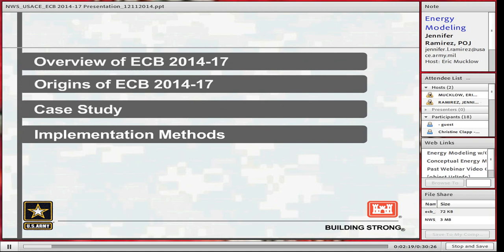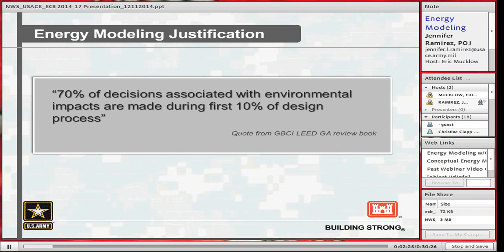And here's today's outline. The question our design team was faced with was the simple fact that 70% of decisions associated with environmental impacts are made during the first 10% of the design process. This fact impacts the design, the development, and the future maintenance of a building. In essence, the life of the building will be determined through a few simple decisions at the beginning of a project.